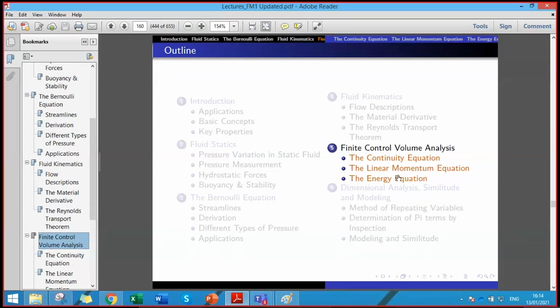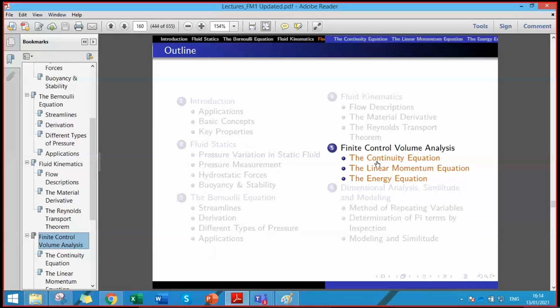When we replace small b with velocity, we will get the linear momentum equation. And when we replace small b with v square by 2, we'll get the energy equation. So in the next chapter, we'll be replacing these quantities and we'll be getting the continuity equation, linear momentum equation, and the energy equation.